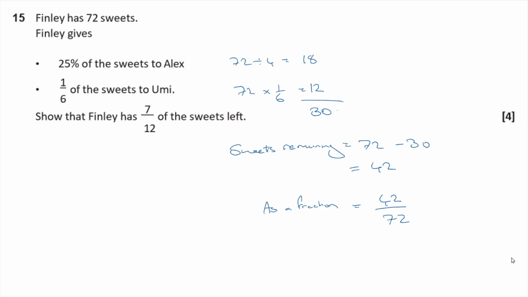Now, if you can't see how to cancel it down, you can just type it into your calculator. 42 divided by 72, it'll tell you that it's going to be 7/12 as required. Okay, or you could have just spotted they both divide by 6. So divide by 6, divide by 6, and that's going to take you down to 7/12. Okay, so we've shown that he's got 7/12 of his sweets left.